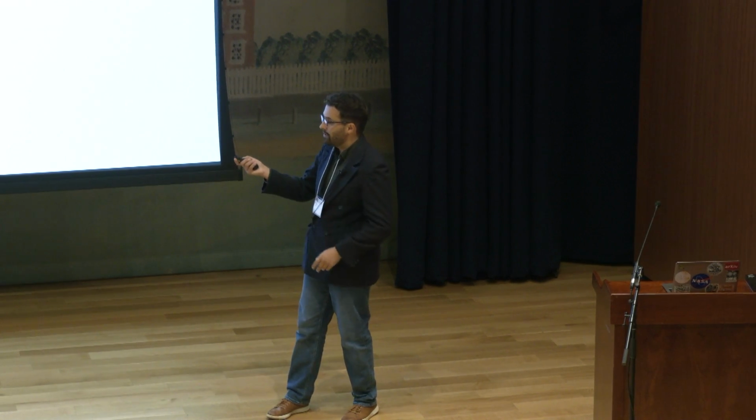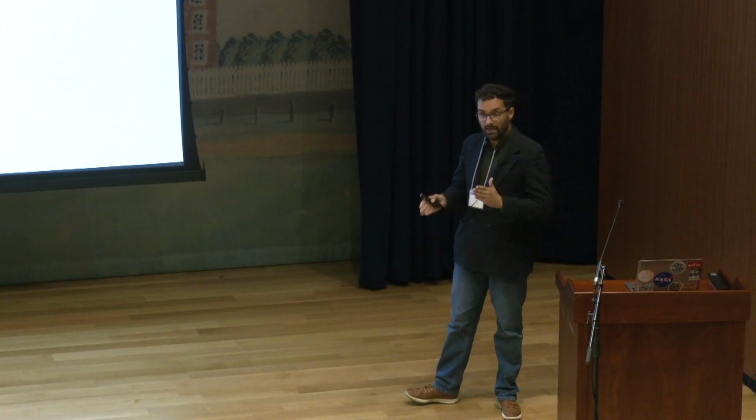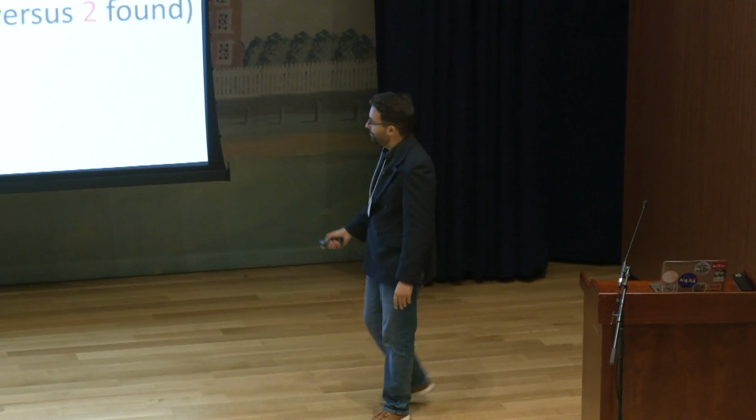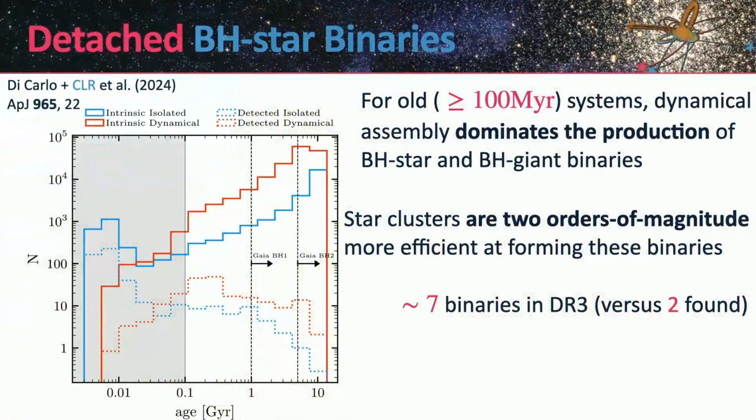We were able to integrate both the N-body simulations and an isolated binary population to compare it, using the same assumptions for binary stellar evolution. So we made some forward predictions from this. We expected about 7 binaries in DR3. This was a postdiction, obviously, versus 2 that were found, which, you know, I'm an astronomer. I'll call that good enough.